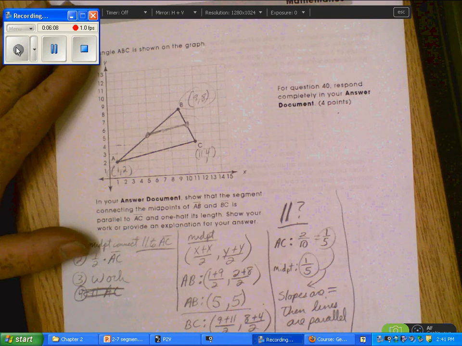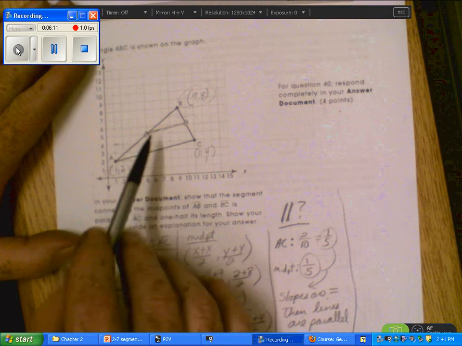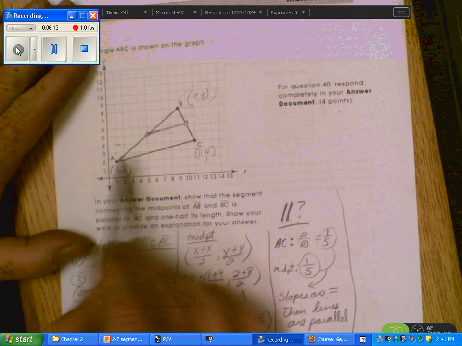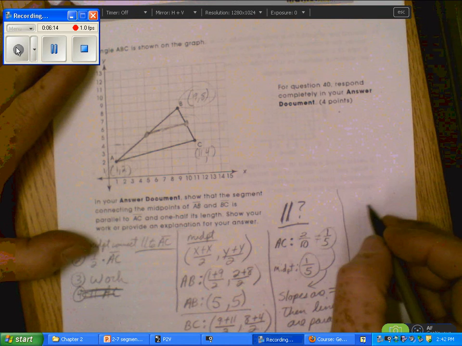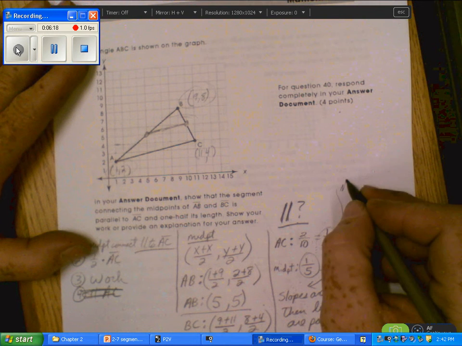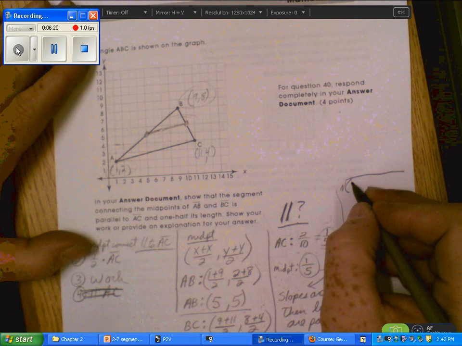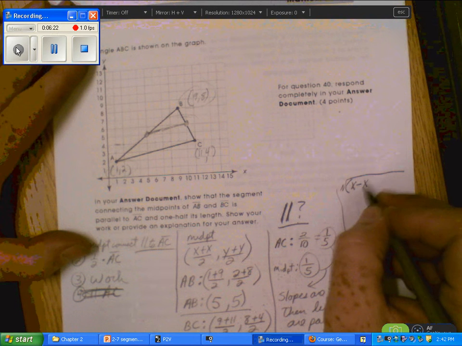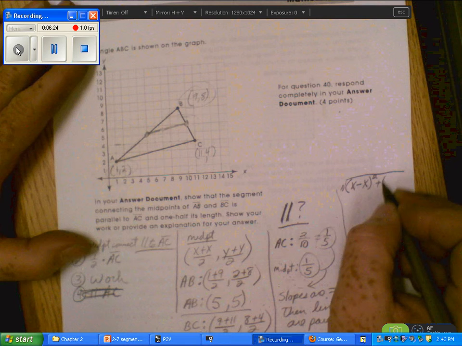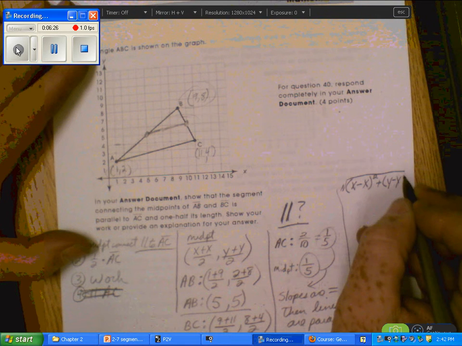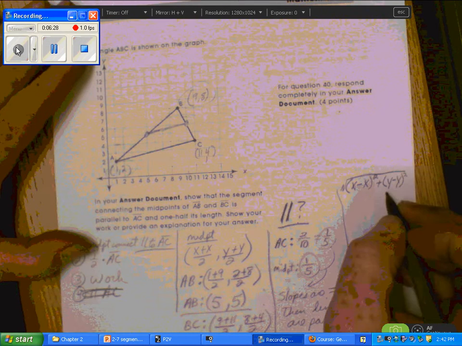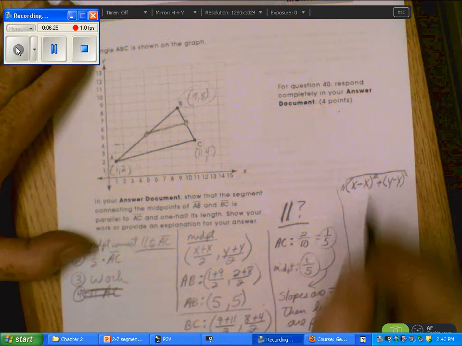Now we've got to show that this is half as long as that. To do that, we're going to use the distance formula. The distance formula looks like this: subtract the x's and square it, subtract the y's and square that, add those two together, and take the square root of the whole thing.